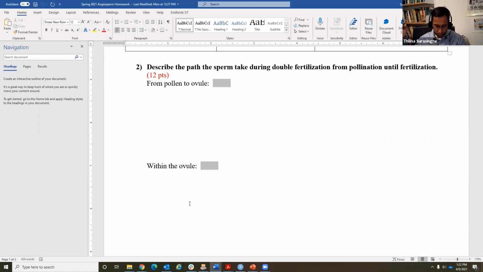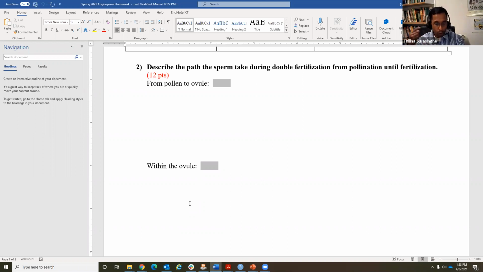Then you have the generative cell, which produces the actual sperm, 2 sperms actually, and they keep migrating down the pollen tube, go through the micropyle, and enter the ovule. That's from the pollen to the ovule.